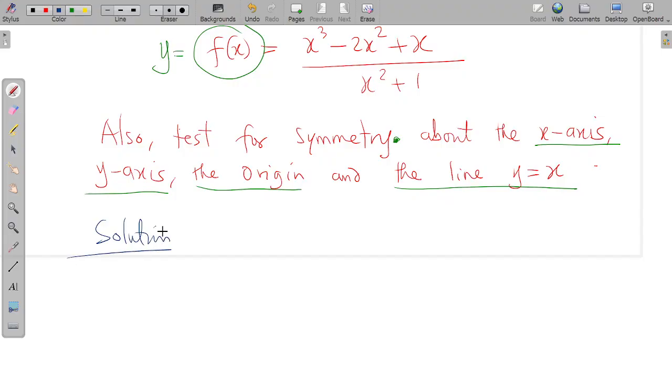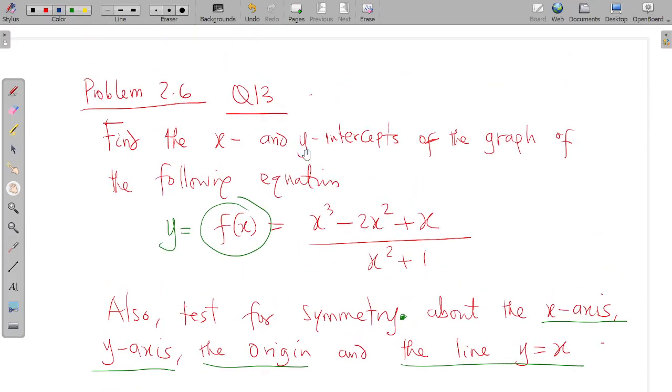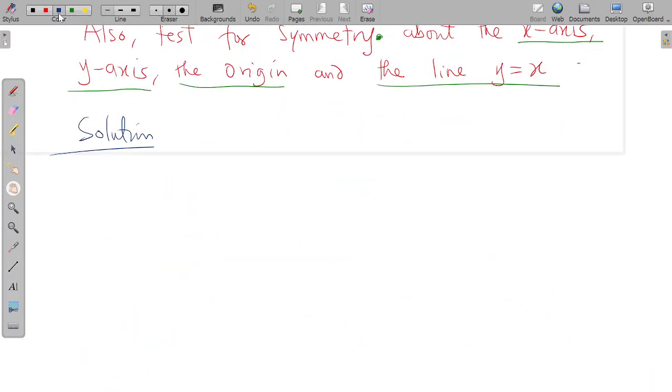Now, to do this, the first thing is that we are testing for the y-intercept and x-intercept. Okay, so label your working properly. First, testing for x-intercept. When we're testing for x-intercept, what do we do? We equate y to 0.